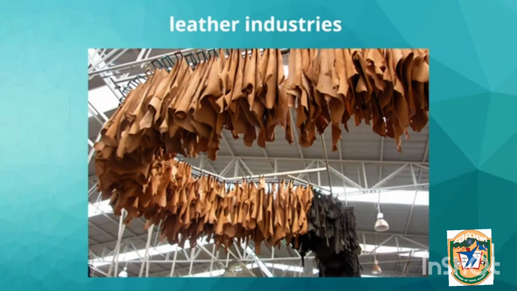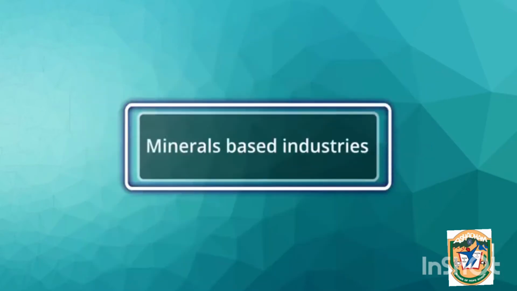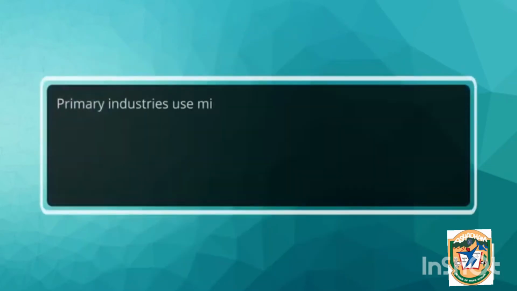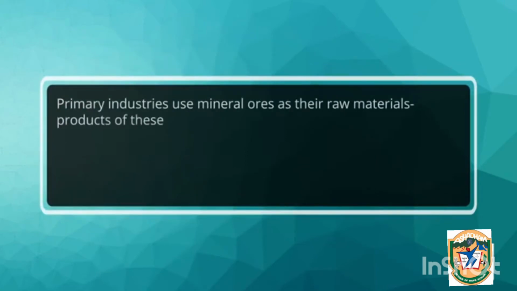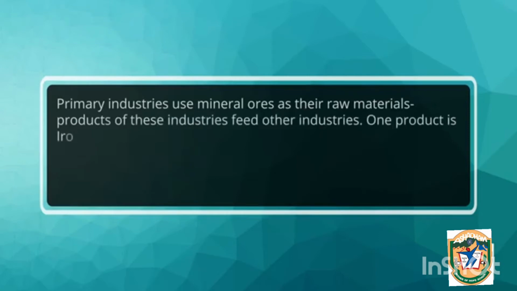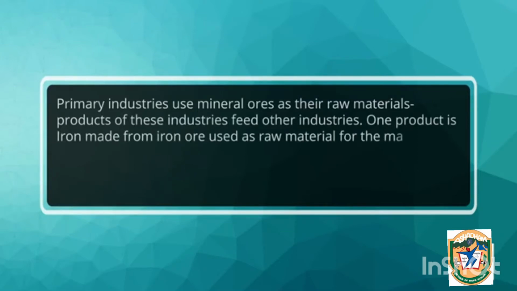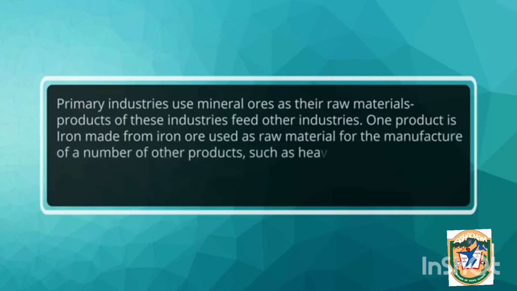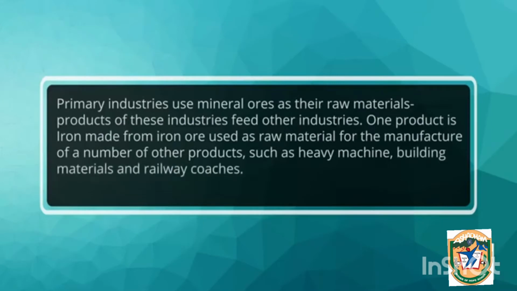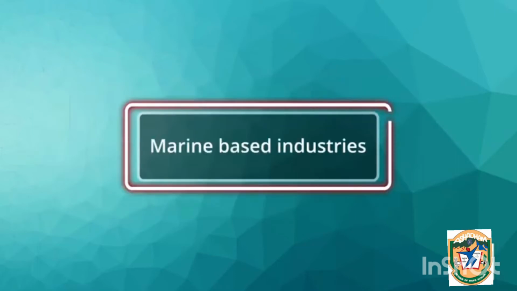The second one, mineral based industry. They are primary industry which use mineral ores in the form of required raw materials. Other industries feed on the product of these industries. Steel which is manufactured from iron ore is an example of a product which we get from the mineral based industry. In order to manufacture several products like railway coaches, heavy machineries and building materials, the raw materials from these industries are needed.